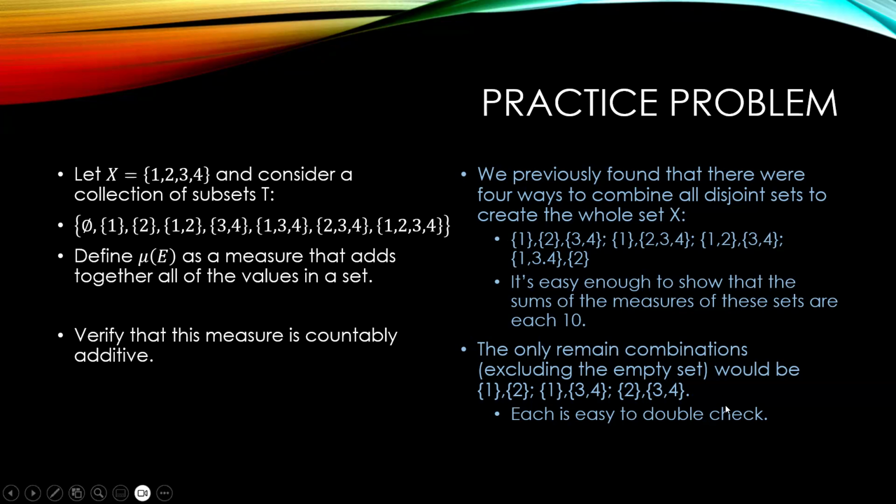The only other combinations that we have would be {1} and {2}. Well, 1 plus 2 is 3, and that would be the measure of {1, 2}. And {1, 3, 4}, which would be the same as the measure of {1} and {3, 4}. And {2, 3, 4}, which is a measure of 9. So it's very easy to double check that in every single case, we are getting countable additivity.